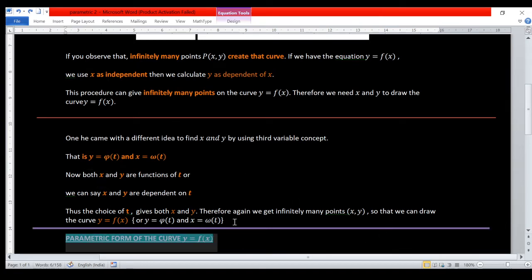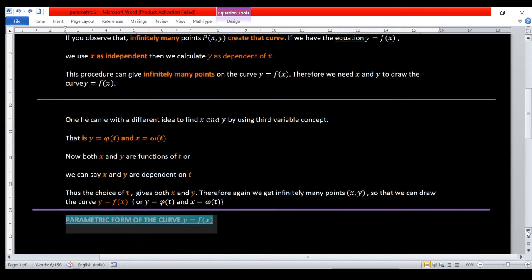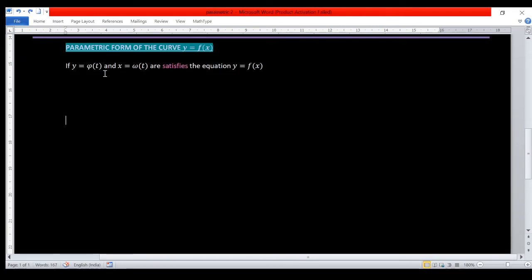Parametric form of the curve y is equal to f of x. So what is meant by a parametric curve? For the conclusions: suppose y is equal to pi of t and x is equal to omega of t satisfy the equation y is equal to f of x, then y is equal to pi of t and x is equal to omega of t are called a parametric form of the curve, and t is called a parameter.